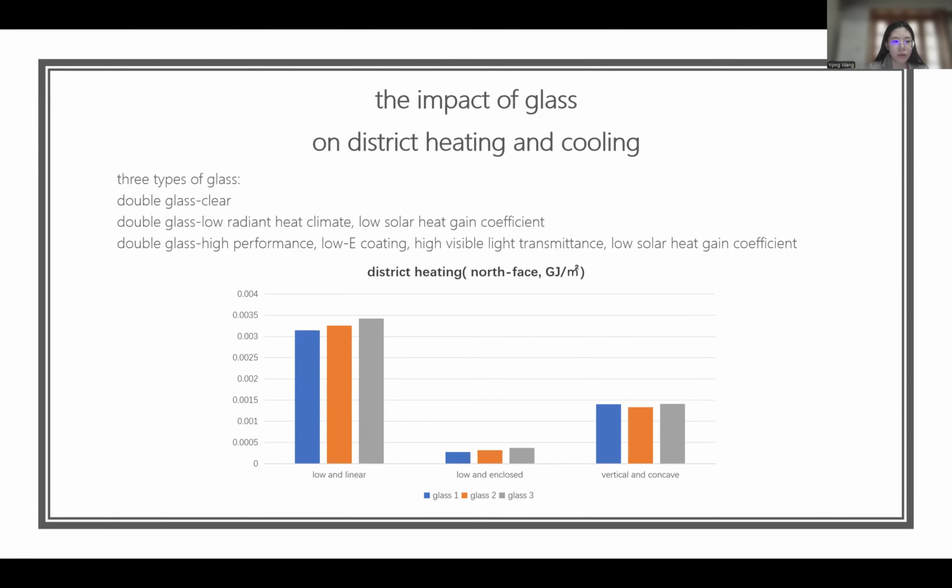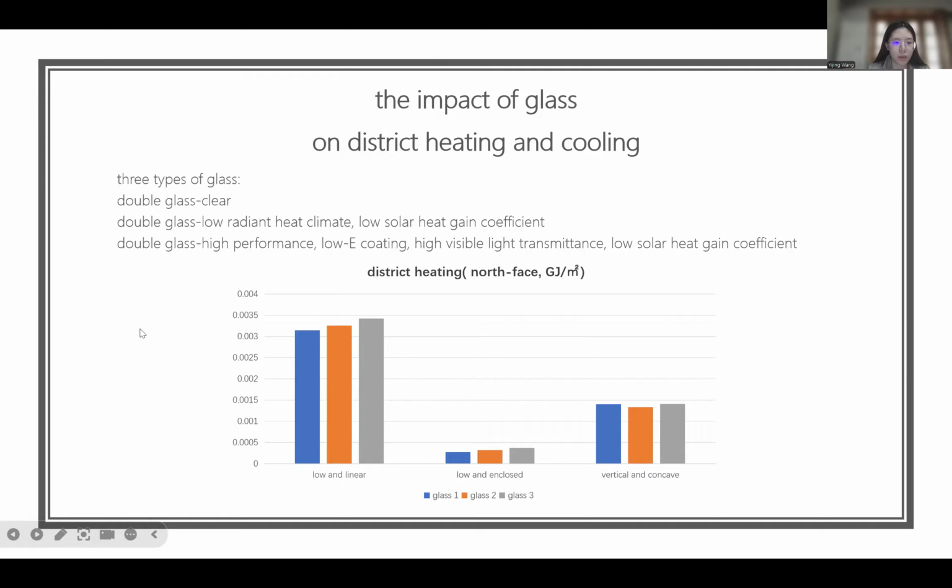The second variable is glass. We tested 3 types. Glass 1, double clear glass, high SHGC, high U value. Glass 2, low E glass for hot climates, medium SHGC, medium U value. Glass 3, high performance low E glass, lowest SHGC, lowest U value.